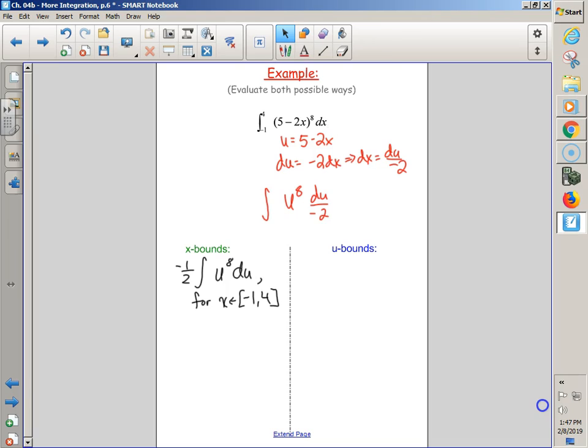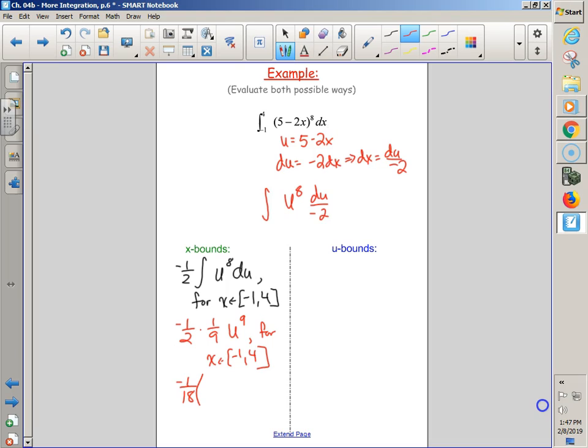And then you go ahead and say, all right, cool. So I have my -1/2. I have my u to the 9th over 9, or 1/9 u to the 9, for x between -1 and 4. And then you can go ahead and say -1/18 times, now plug in your expression in terms of x's, (5 minus 2x) all to the 9th. Now I'm back in x's. Yay, I can bring them back.